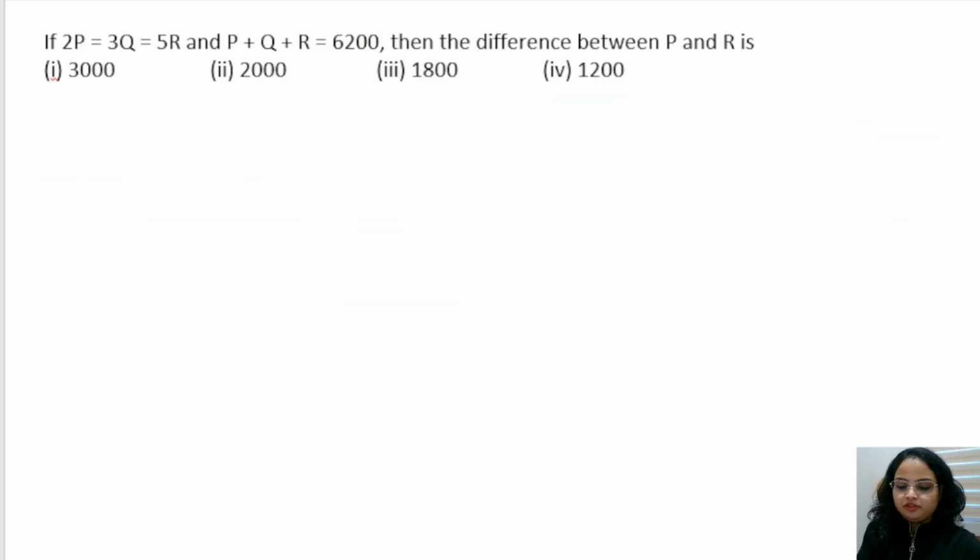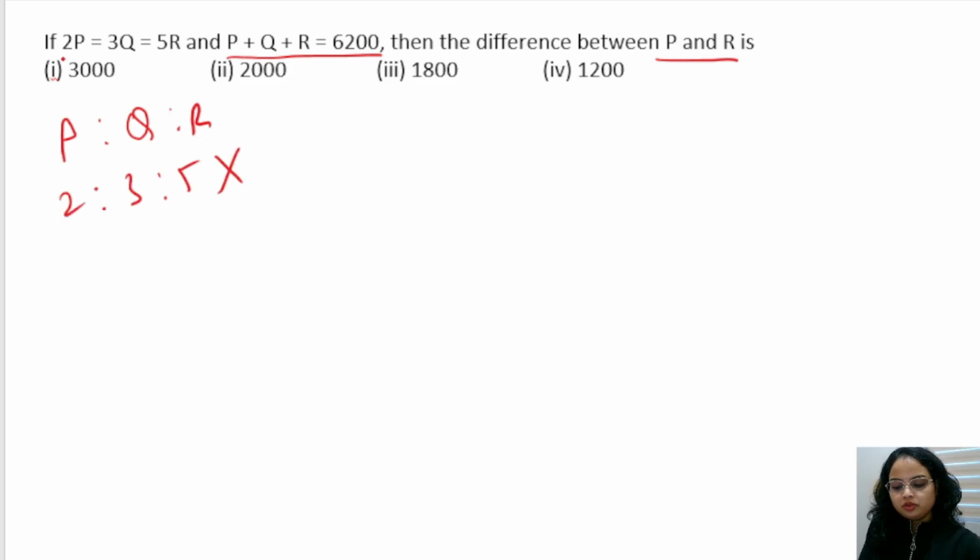Next one. If 2P is equal to 3Q is equal to 5R and P plus Q plus R is equal to 6,200, then the difference between P and R is what? So what is the ratio here? P is to Q is to R. Is it 2:3:5? No. So how we will do it? So first we will take two terms. 2P is equal to 3Q.